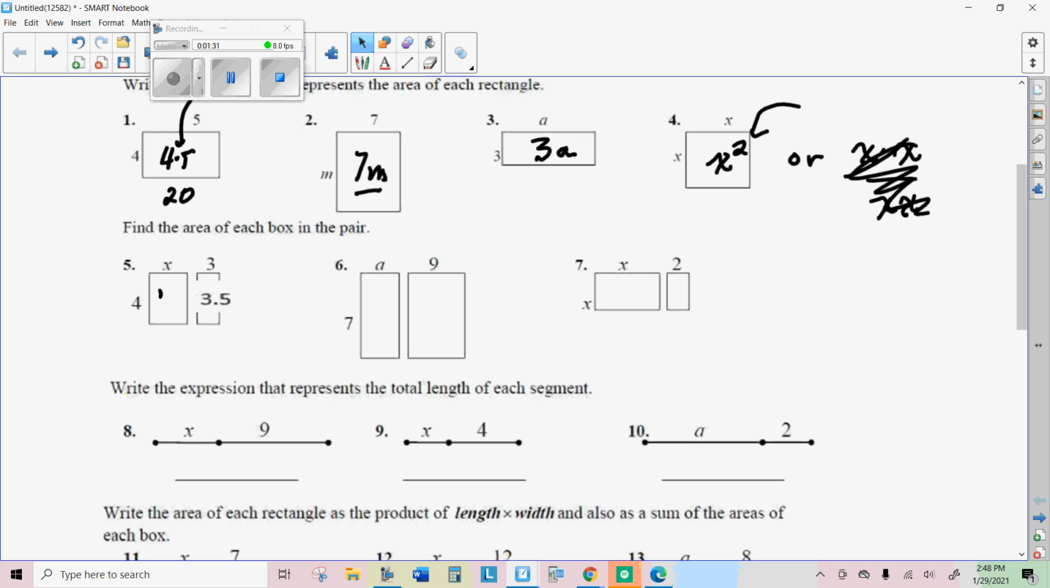So this one would be 4x, and the next one would be 4 times 3, which is 12. I'm not sure where that 3.5 came from, but we want to do 4 times 3. We can assume that the width on this one is same as the width on this one, so they're both 4. 4 times 3. I mean, you could put the 7 here just to remind yourself if you want, but go ahead and fill in those boxes.